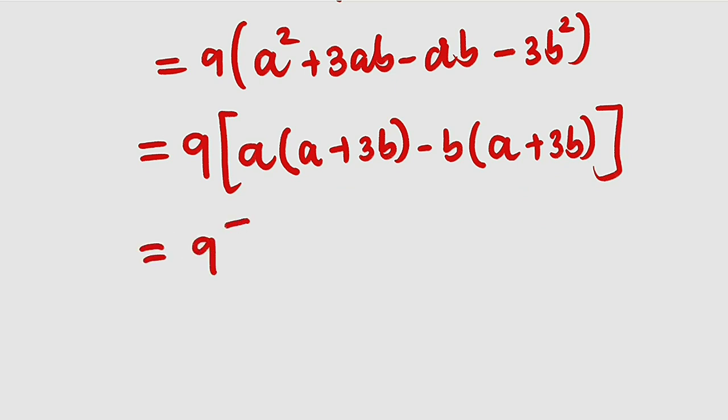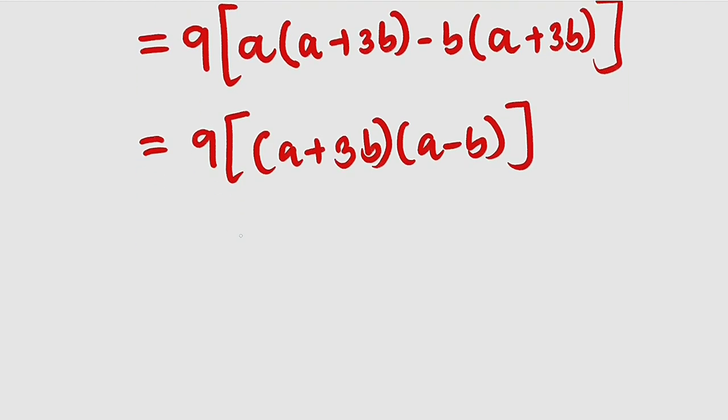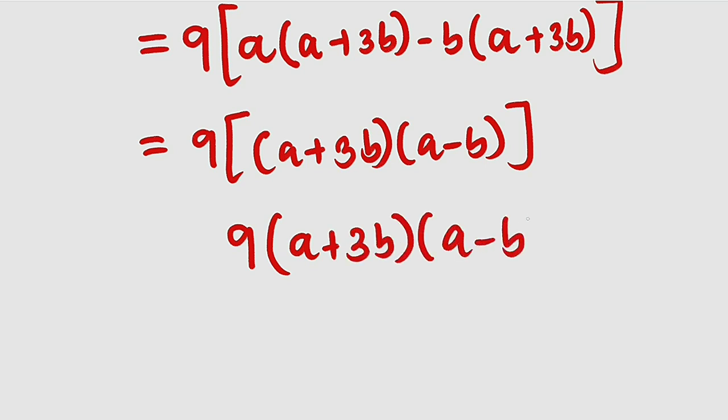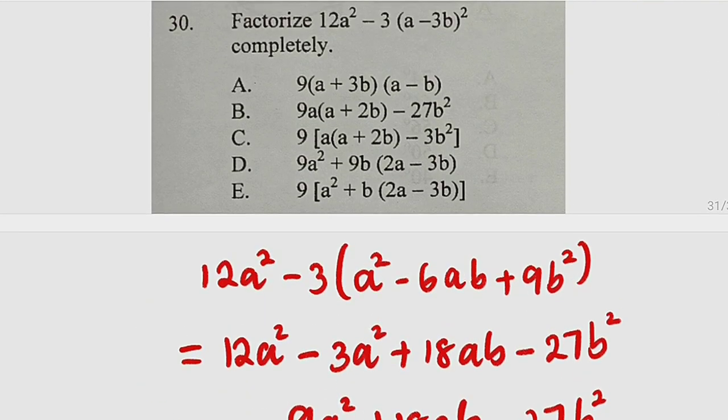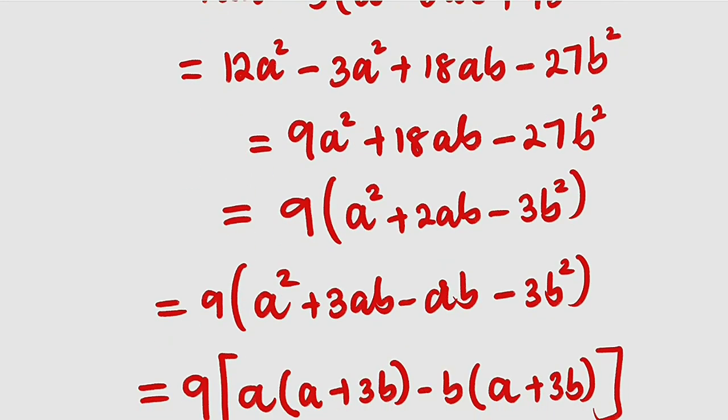We have 9 times (a plus 3b), sorry, a plus 3b, then we have times (a minus b). Then we open the bracket. We have 9 multiplied by (a plus 3b) multiplied by (a minus b), fully factorized. So let's check the options. This is exactly option A. 9 multiplied by (a plus 3b) times (a minus b).